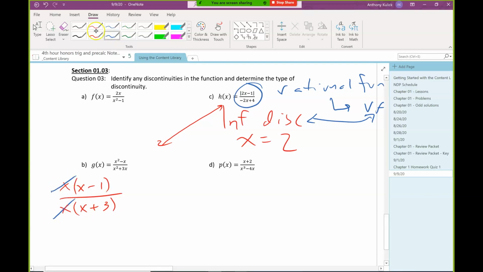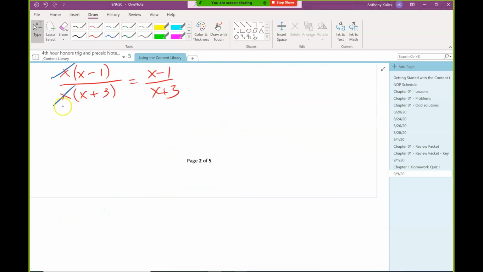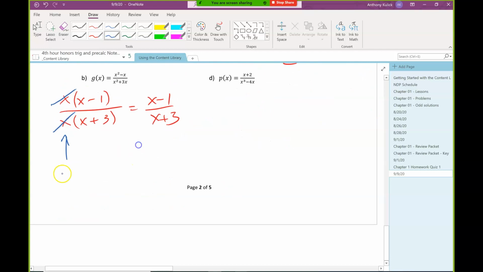So I could reduce those down to get this. Okay with that? When I reduce that out of there, that's giving me my removable discontinuity. In this case, I'm going to set the piece that I crossed out equal to 0, which is already solved for me. There's nothing really to do because it's just x.